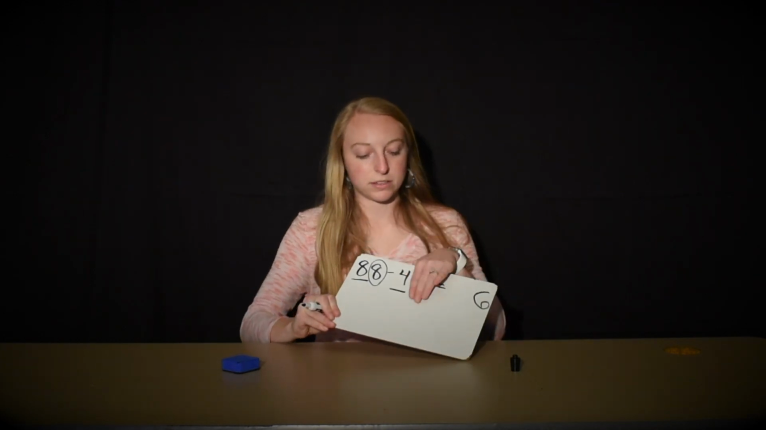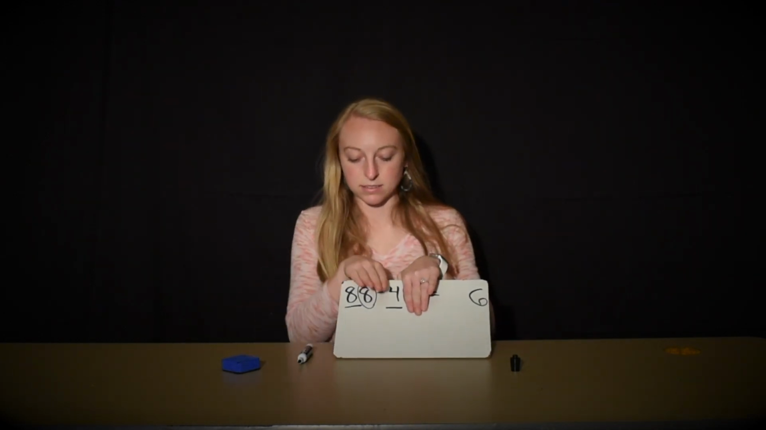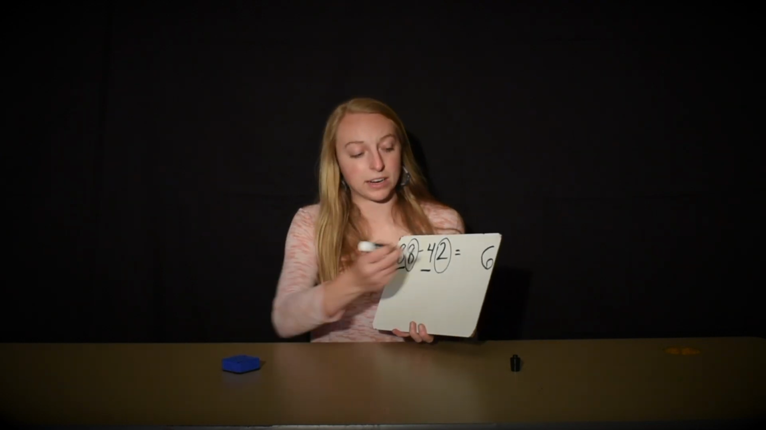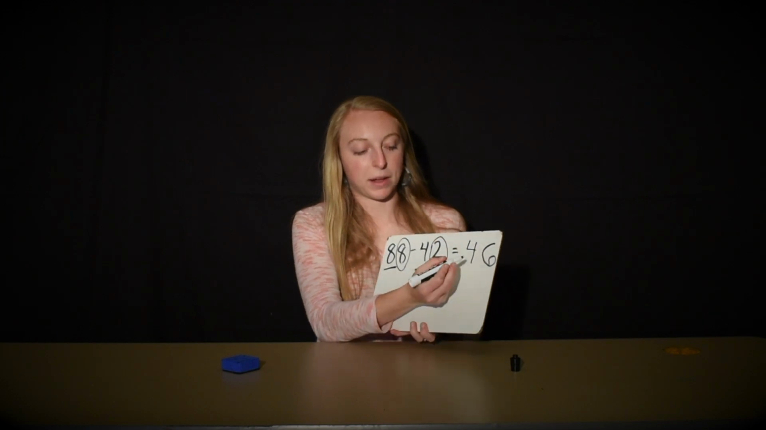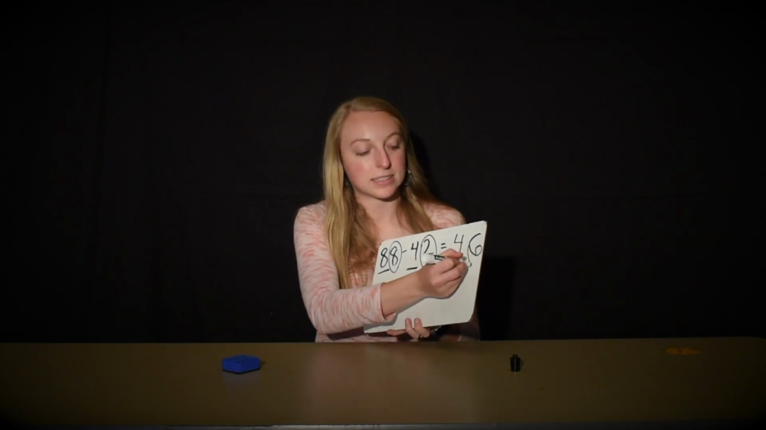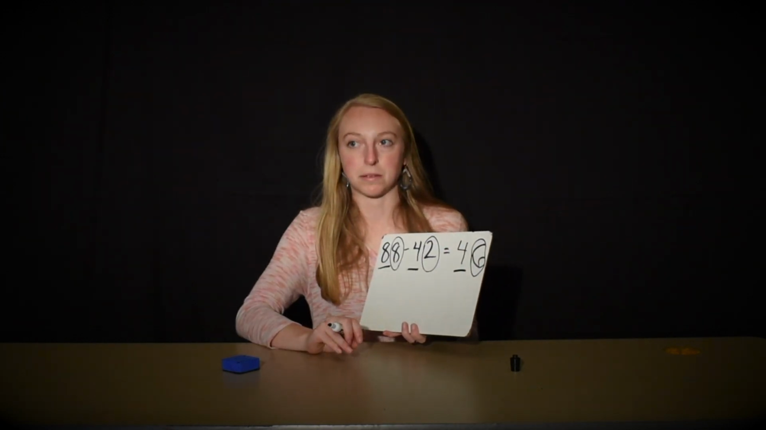Now we're done with our ones, so let's cover them up and look at our tens. We have an 8 and a 4. What is 8 minus 4? Very good. 8 take away 4 is 4. So we have our answer. We have a 4 in our tens place and a 6 in our ones place.